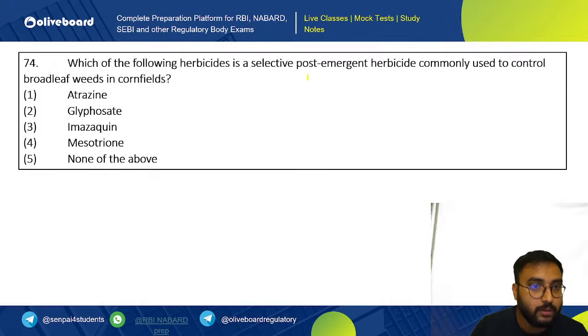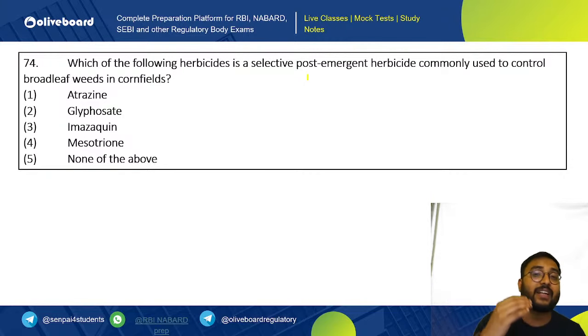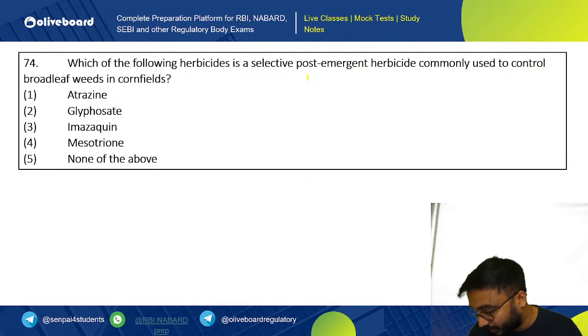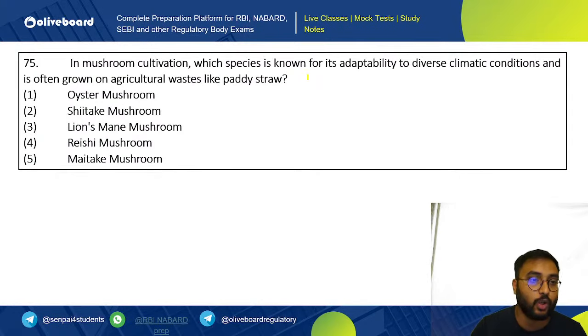Answer 2. Which of the following herbicide is a selective post-emergent herbicide? Post-emergent in the sense, herbs or weeds start to grow in the field, and after growth of those herbs or weeds, you start to spray the herbicide. The answer here is glyphosate. How come depreciation? No depreciation, fuel cost.